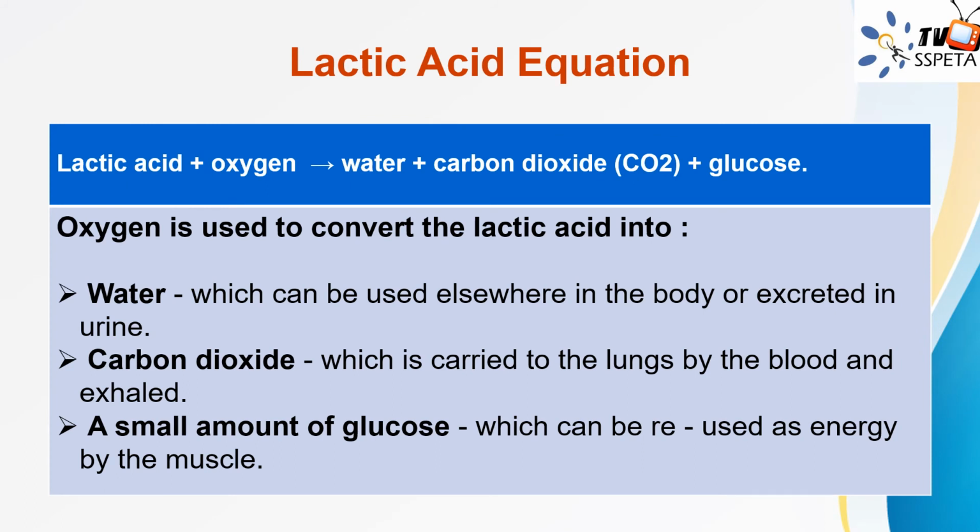Lactic acid equation: lactic acid plus oxygen is equal to water plus carbon dioxide plus glucose. Oxygen is used to convert the lactic acid into water, which can be used elsewhere in the body or excreted in urine; carbon dioxide, which is carried to the lungs by the blood and exhaled; and a small amount of glucose, which can be used as energy by the muscle.